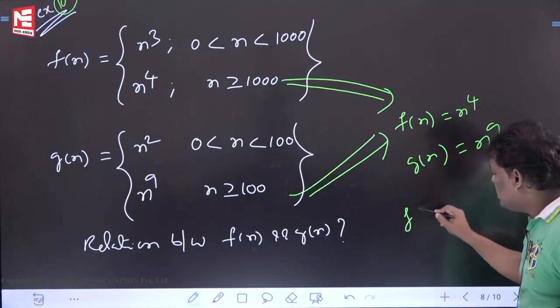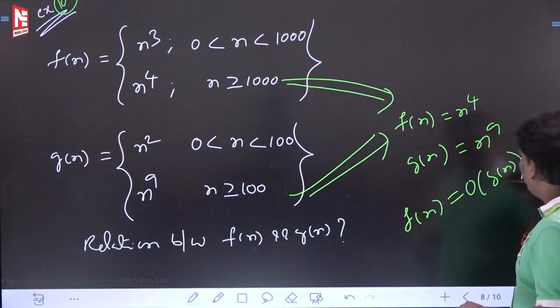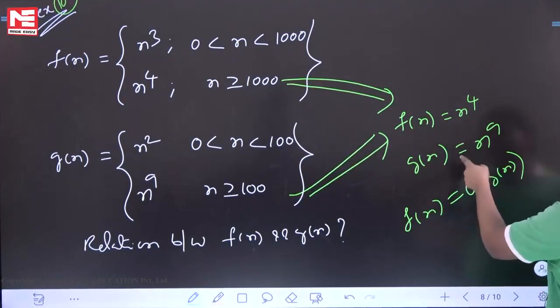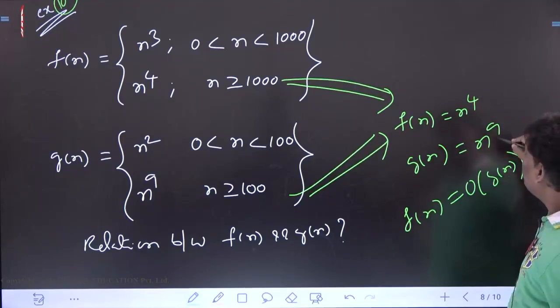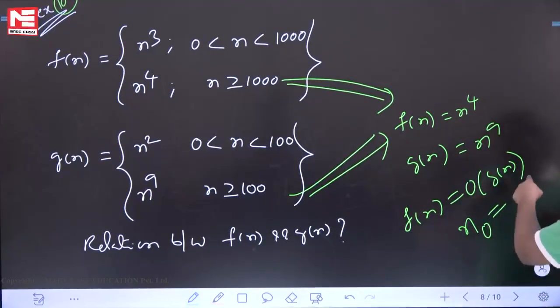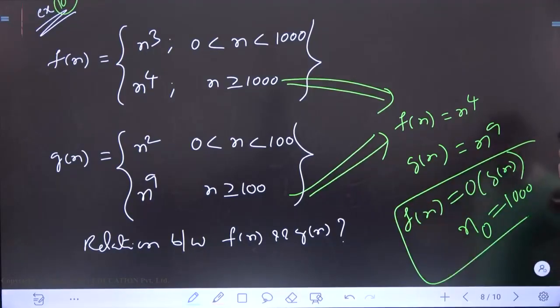G of n. See this one? F of n is big O of G of n. Comparing F of n and G of n, G of n is bigger. From which place is n power 4? 1000. From which place is 100 onwards? Can you help me now? What is the common point from where this relation holds good? What is the answer? 1000 onwards this relation holds good.